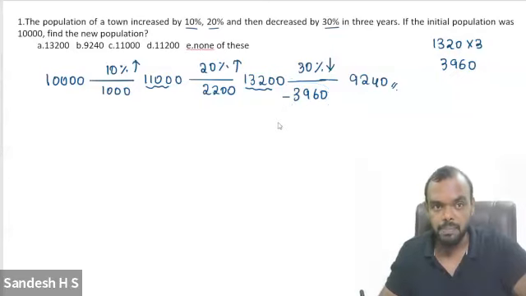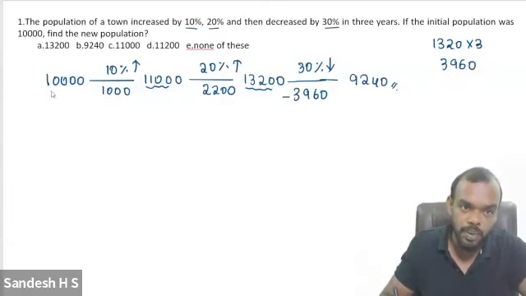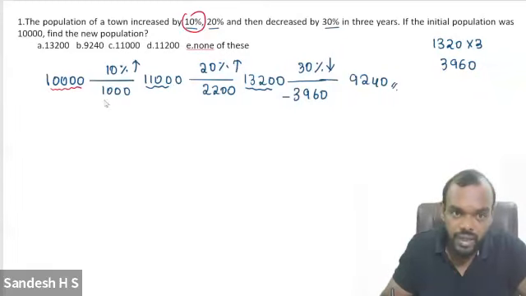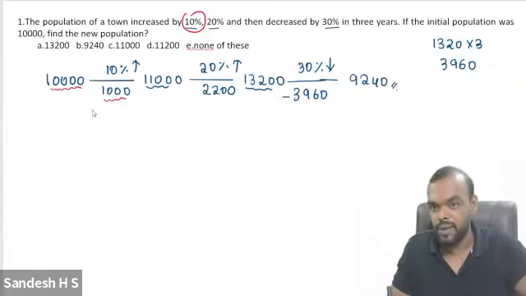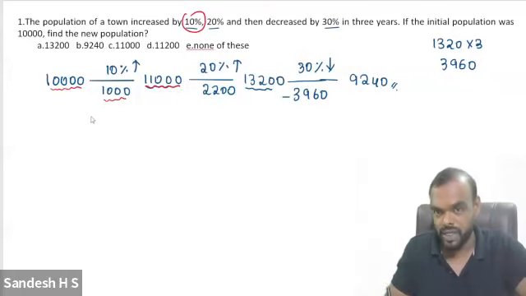I'm doing it one more time. Okay. Look. We start, original population is 10,000. Initially increased by 10%. 10% of 10,000 is 1,000. When I increase it by 1,000, that will become 11,000. Agree? Next, this is the population after 1 year.